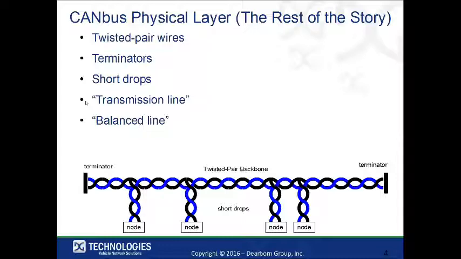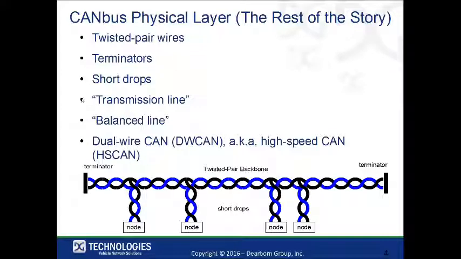However, the good news is that you don't need to solve any impedance equations to set up a CANbus. All you need to do is use twisted line and terminate at each end. The proper CANbus function depends on the line being twisted and terminated. This is true for dual wire CAN, which is also known as high-speed CAN. Single wire CAN does not use twisted pair.